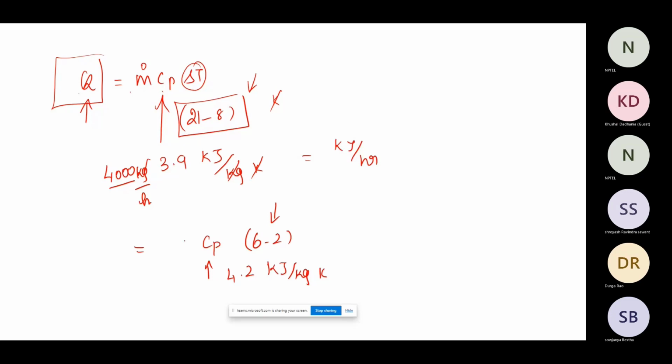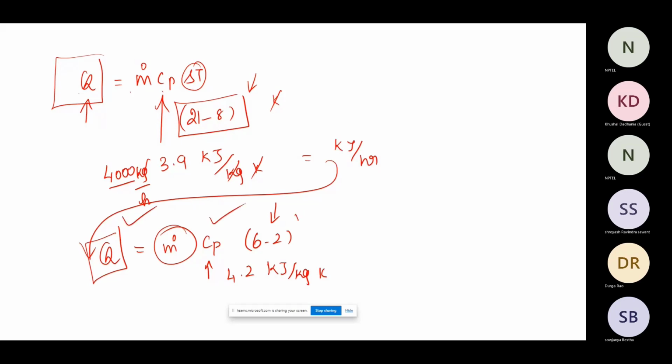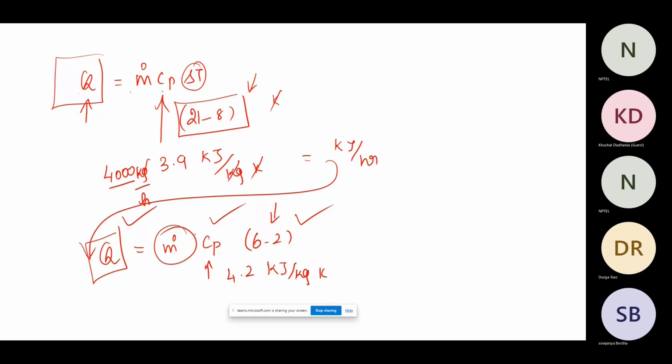You are asked to find what should be the mass flow rate of the water. So you have already got Q. This has to be exchanged between milk and water, so Q is the same for milk and water. This is the value you know, and the Cp value you know, and the temperature difference between inlet and outlet of the water you know. So from this you find out the mass flow rate of the water. This is assignment 1 we asked.